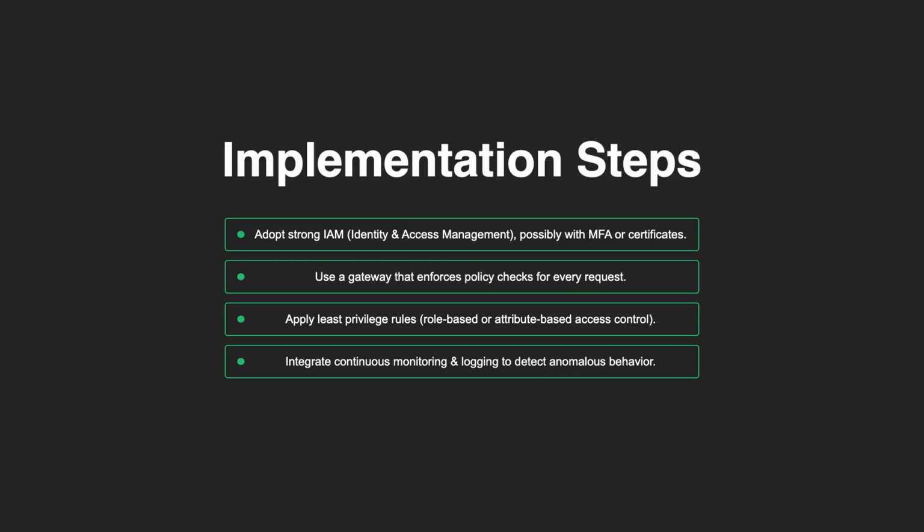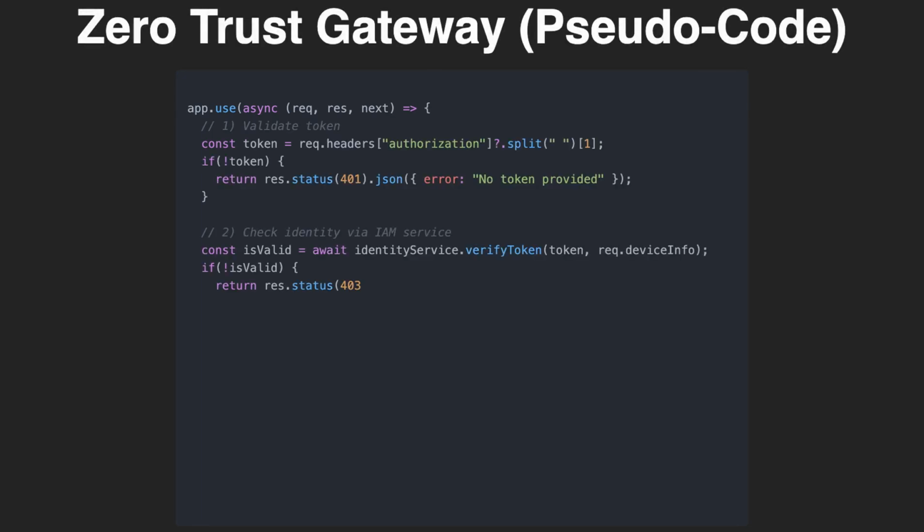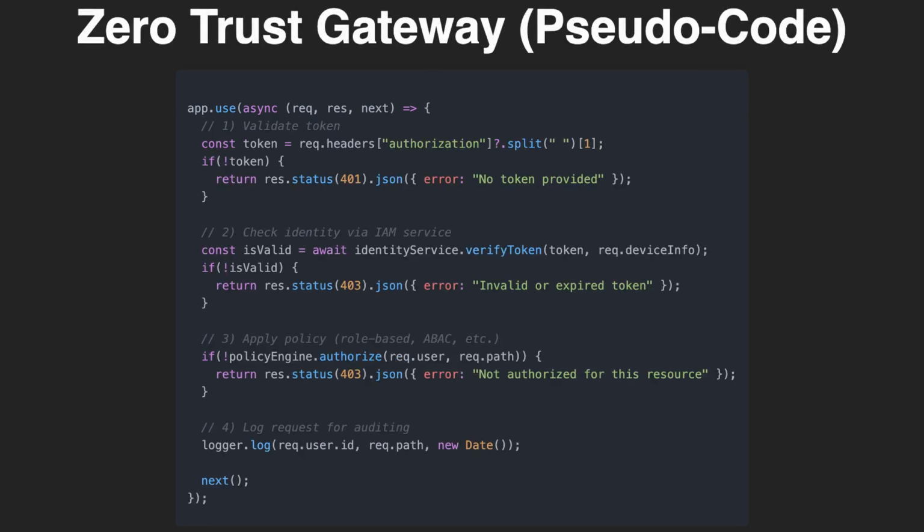Next, let's briefly see a code snippet that demonstrates a gateway approach in Node.js. Here, each request hits a Node.js middleware that checks for a token, verifies identity with an external service, applies a policy check, and logs the access. This approach ensures verify explicitly and least privilege, core zero trust principles.